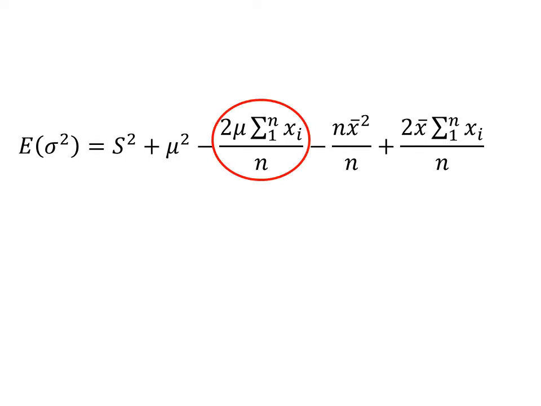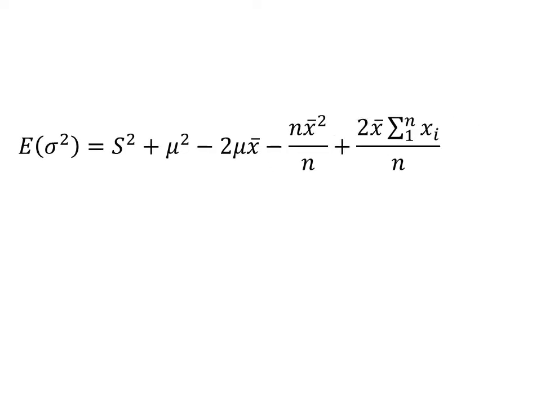In the second fraction, 2 mu can be taken out of the fraction, but that leaves us with sum of xi divided by n. What is the sum of xi divided by n? It's simply the mean of x. So we can replace the sum of xi divided by n with the mean of x. In the third fraction, n in the numerator and n in the denominator can cancel out. The result is simply x bar squared.